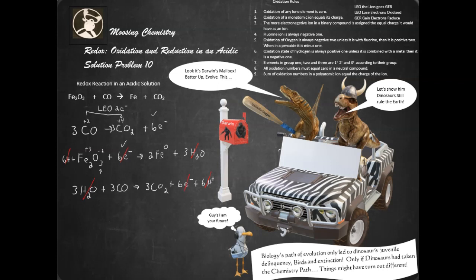All we have to do now is put together the 2 half reactions and we're done. So we're going to get Fe2O3. Pretty cool, huh? There you go. Plus 3 CO yields 3 CO2 plus 2 Fe. And that's it. We're through.